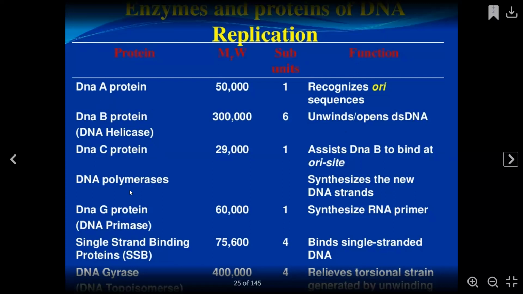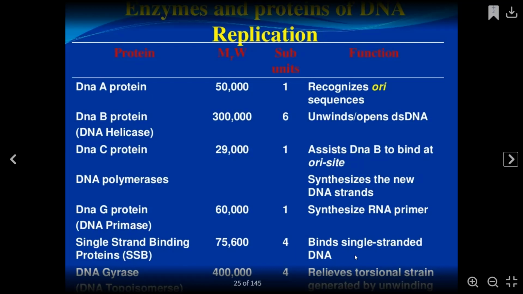And your DNA polymerase, as we mentioned, helps in synthesis of the new DNA strands by attaching your NTPs. As you can see here, the DnaG protein is your primase, and this synthesizes the RNA primer. You can remember it this way: the primase helps in synthesis of the RNA primer, which is triggering or initiating the process. Single strand binding proteins also play a very important role.